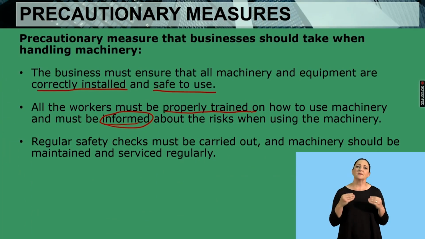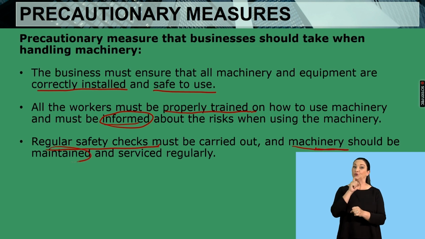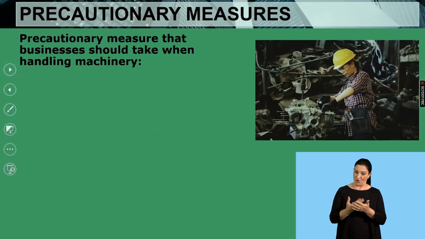The business must also conduct regular safety checks and make sure that the machine that is being used is maintained and serviced on a regular basis. So the machines that businesses are using must always be checked to see if they are still functioning the way they are supposed to. And if not, businesses will have to take certain measures to maintain the machinery so that employees are not harmed.